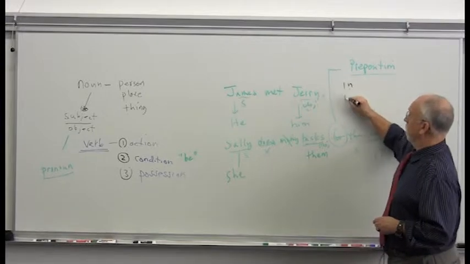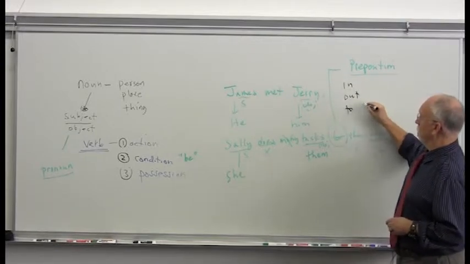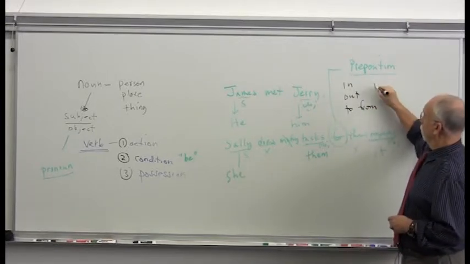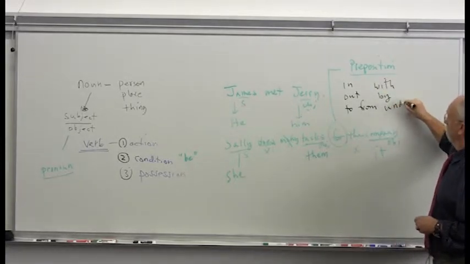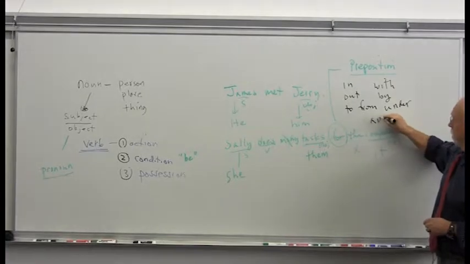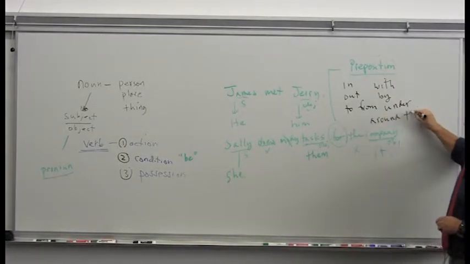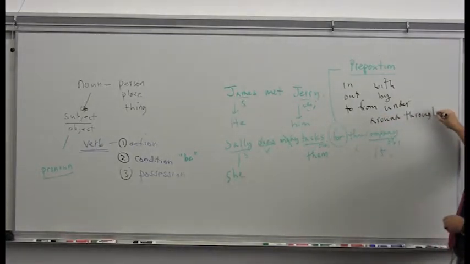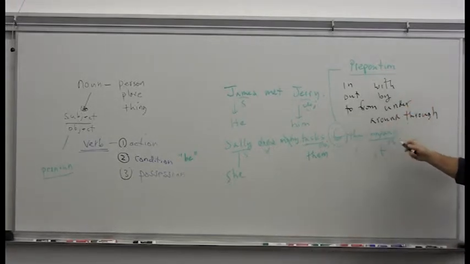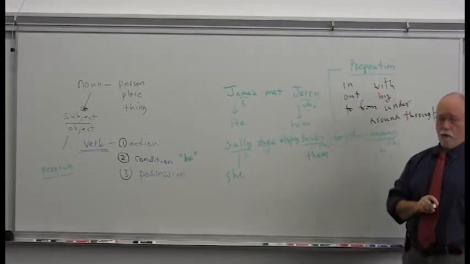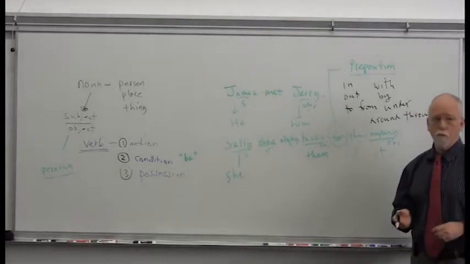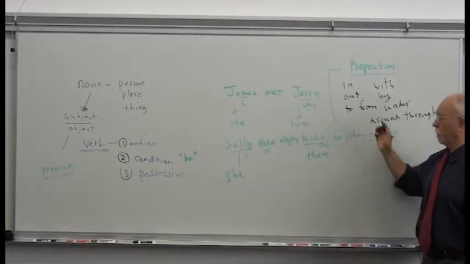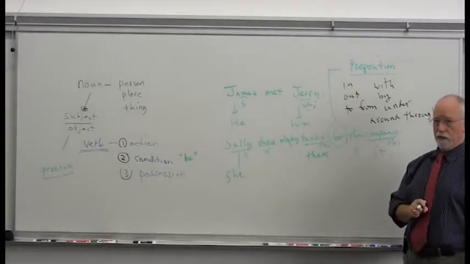So it can go in, out, to, from, it can go with, it can go by, it can go under, it can go around, it can go through. All the words like this are prepositions, so we use the prepositions to show the location or the time or the situation of some kind of action or other information in the sentence.